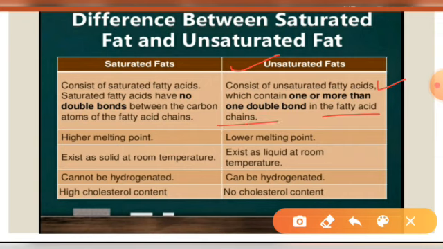Saturated fats have a high melting point and exist as solids at room temperature because they are made up of saturated fatty acids. Whereas unsaturated fats have lower melting points and exist as liquids at room temperature. Saturated fats cannot be hydrogenated because they are already saturated, whereas unsaturated fats can be hydrogenated. Saturated fats have high cholesterol content, whereas unsaturated fats have low cholesterol content.